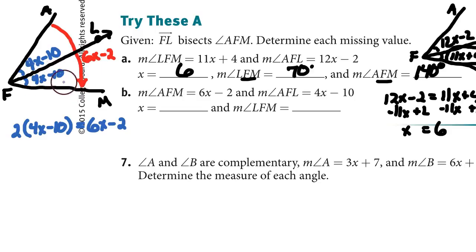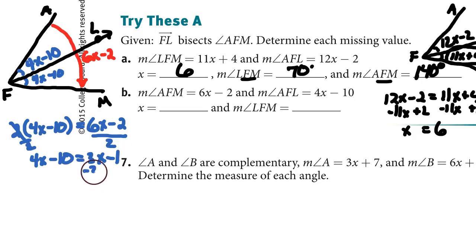Now we can create our equation. The two small angles added together make the large angle. And so here's my equation. 2 times 4x minus 10 is equal to the 6x minus 2. Let's solve this equation. We can divide both sides by 2 to cancel away the 2. And we have 4x minus 10 equals 3x minus 1.